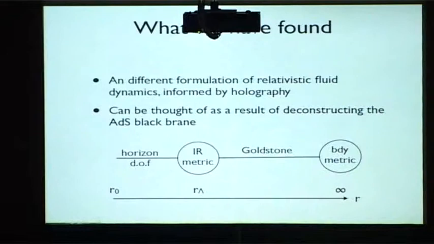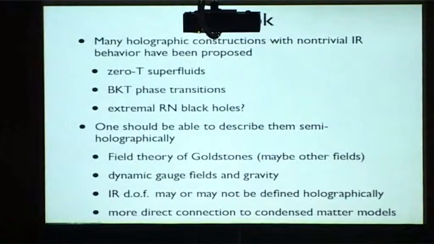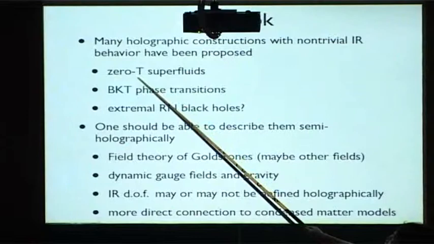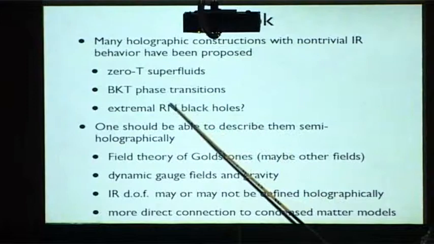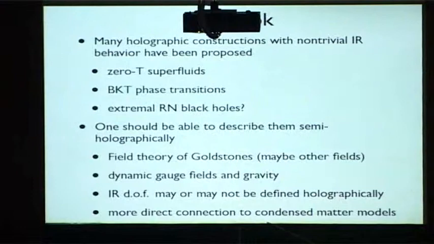Okay, so let me go to the conclusion and outlook. There are many holographic constructions now with non-trivial infrared behaviors. For example, one can construct a holographic model that seems to describe a zero temperature superfluid. We can construct examples of Berezinskii-Kosterlitz-Thouless type phase transitions. We can construct a model of which we don't know what it would correspond to in the condensed matter context, namely the extremal Reissner-Nordstrom black holes.